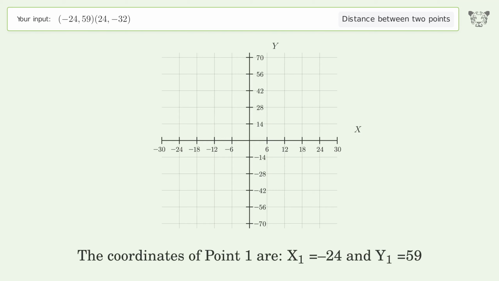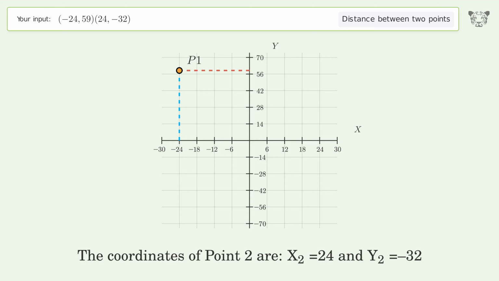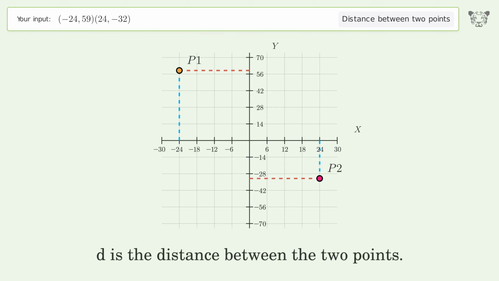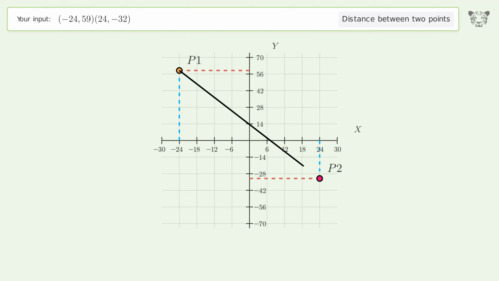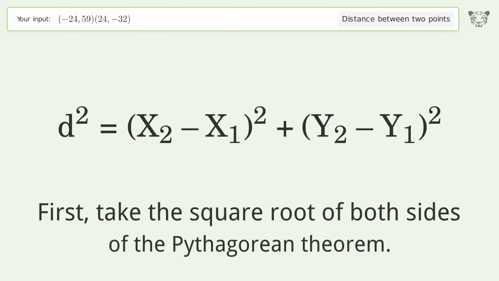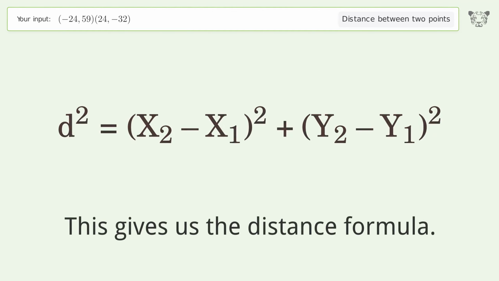The coordinates of point 1 are x1 equals -24 and y1 equals 59. The coordinates of point 2 are x2 equals 24 and y2 equals -32. D is the distance between the 2 points. First, take the square root of both sides of the Pythagorean theorem. This gives us the distance formula.